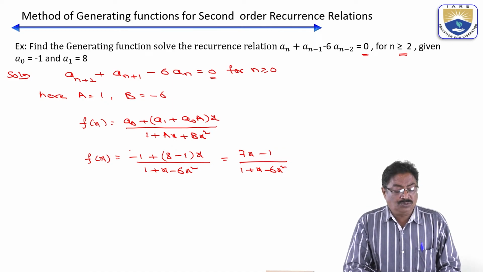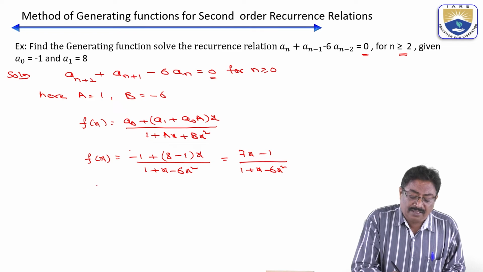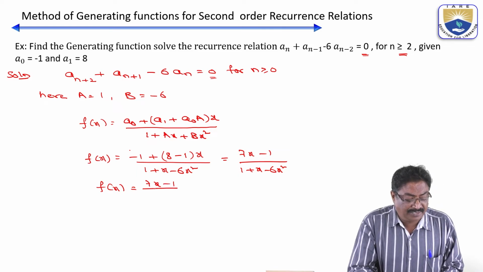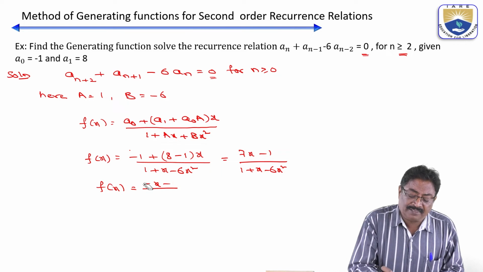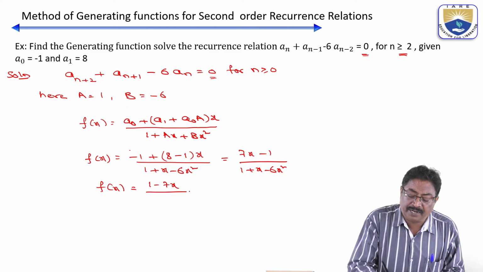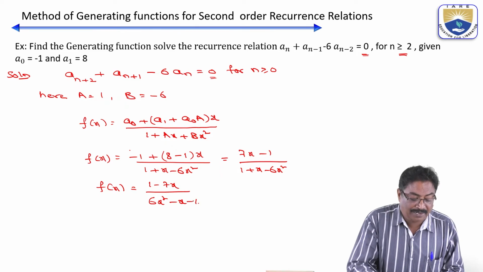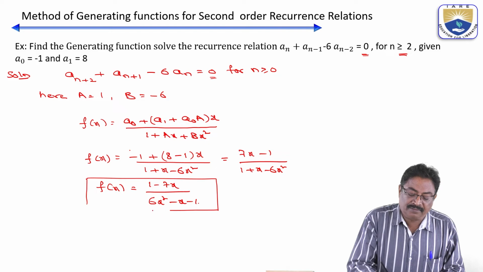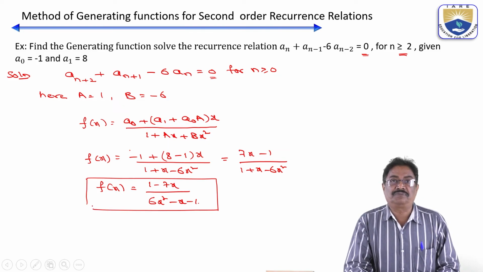Now we are going to find the solution. So f of x equals (7x minus 1) by ... or if you want to write this, I am going to write it as 1 minus 7x, just multiplying numerator and denominator with minus 1. So I am going to write it like this, which is the generating function for the given recurrence relation.